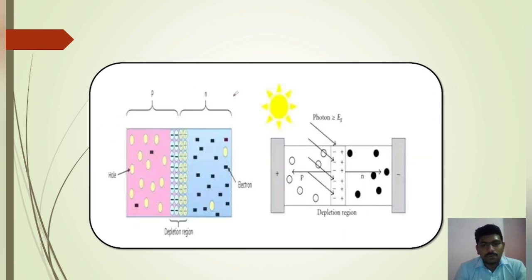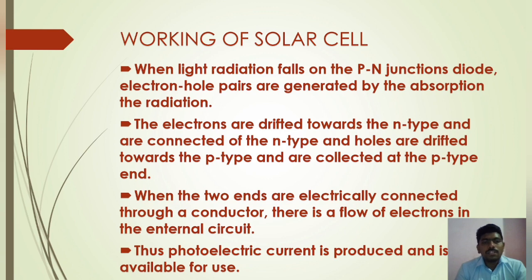And in the next diagram we can see that electron hole pairs are generated. When solar radiation strikes the surface, definitely electron hole pairs are generated. This is the depletion region. Previously we have to know how the electron hole pair forms the depletion region. So how will this solar cell work? Here I am discussing the working of a solar cell.